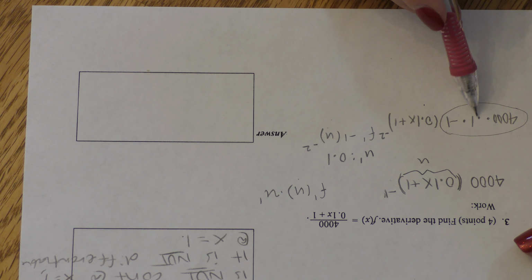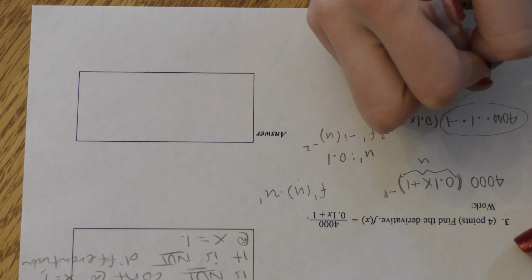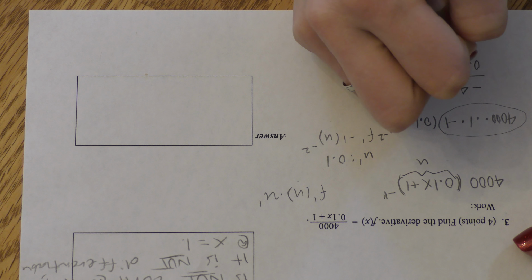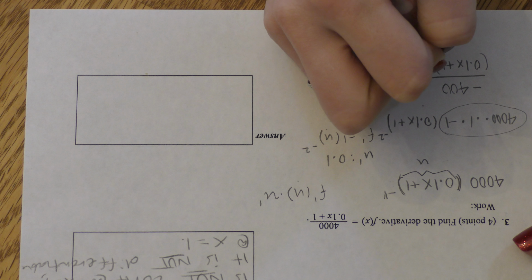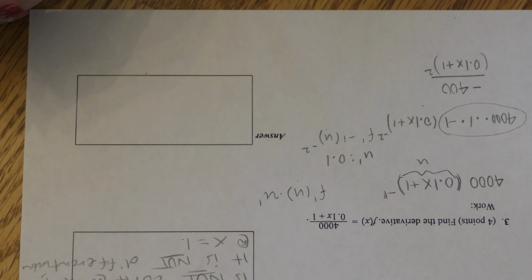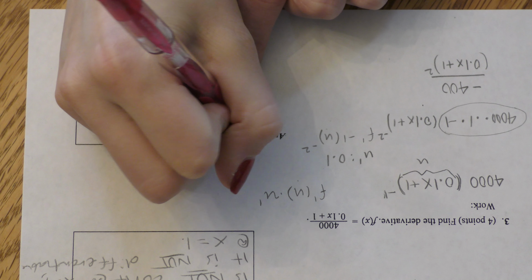4,000 times 0.1 would just move our decimal place over 1, and then we've got the negative. So we have -400 over 0.1x plus 1 squared. You'd get exactly the same thing if you did low d high minus high d low all over low squared, which I can show you as well on the back side of this paper if you would like. I'm going to go ahead and make sure I use proper notation as I write my answer.